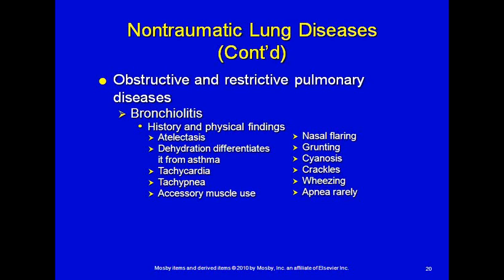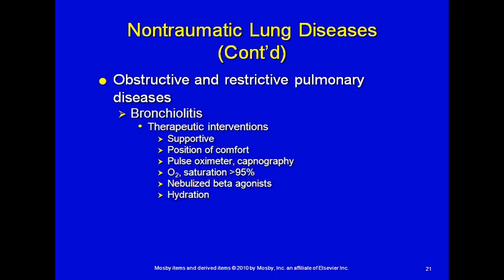You'll be seeing some nasal flaring. Grunting is something that you see in all forms of severe respiratory distress, particularly those involving the lower airways. Grunting is our attempt at providing physiologic PEEP, or increasing our own positive end expiratory pressure to help stent those airways open. They may be cyanotic. They may have all kinds of lung sounds, from crackles to rhonchi to wheezing, and rarely does bronchiolitis lead to apnea.